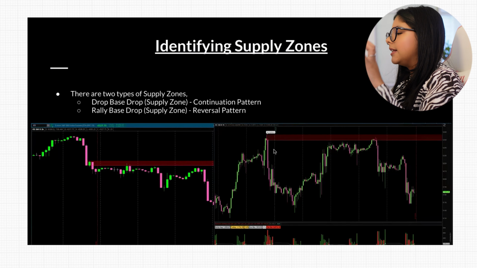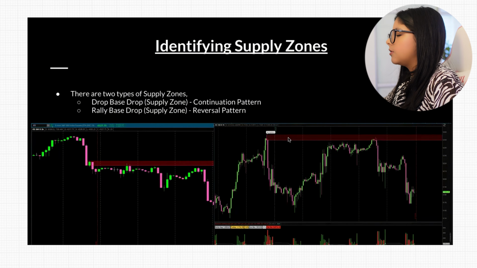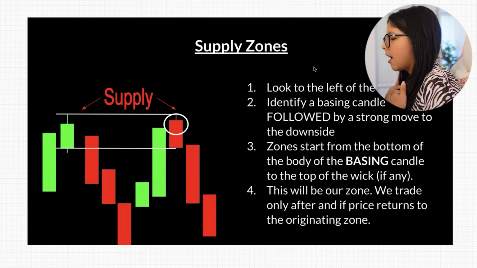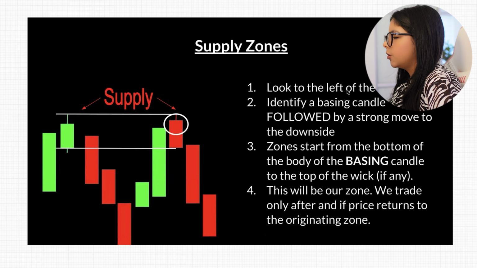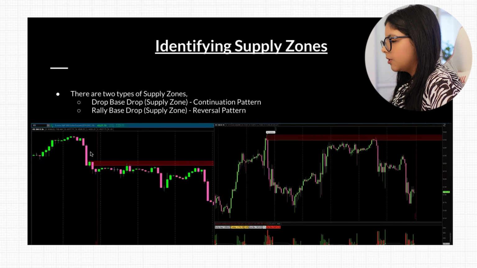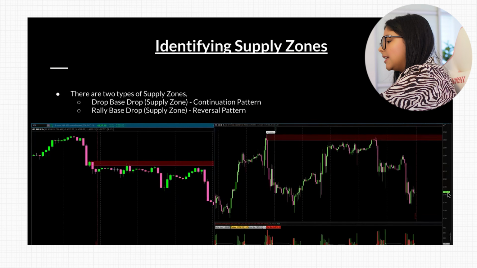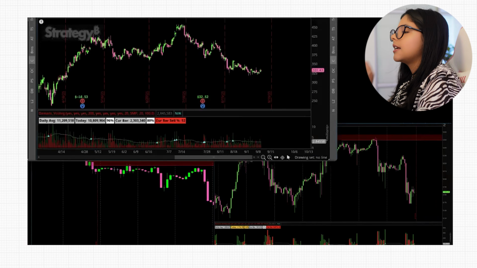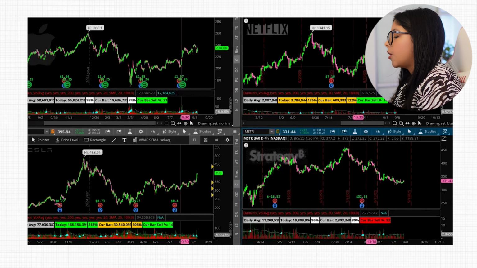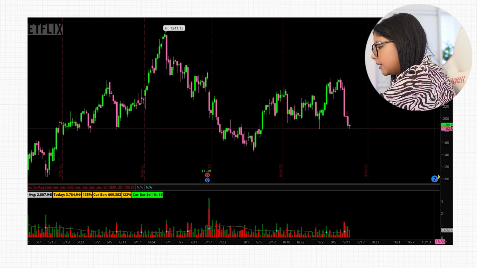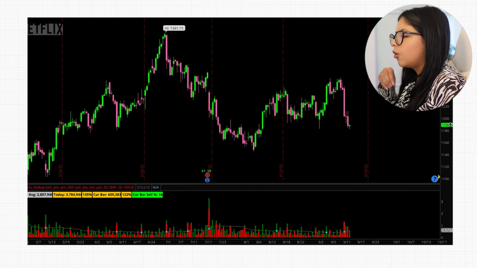So we're talking about identifying, seeing the patterns, getting used to them. So firstly, how to identify a supply zone. You're going to look to the left of your chart and look for the pattern. My rule of thumb, and this is actually a really good tip that helps a lot of my students, is if you open up any stock, you see a tab right here, this tab that shows the current price.